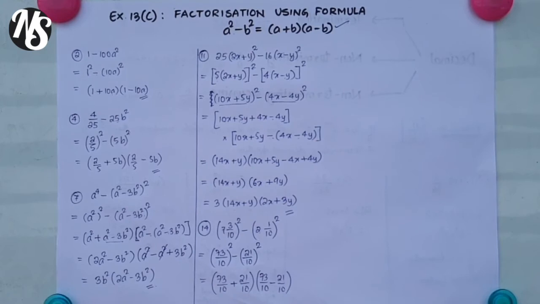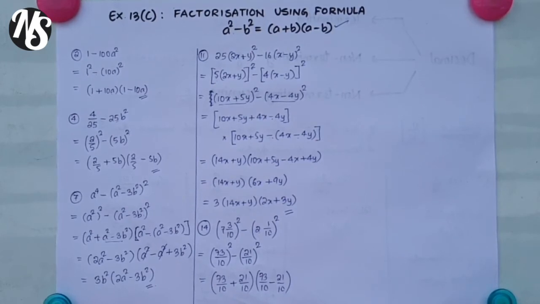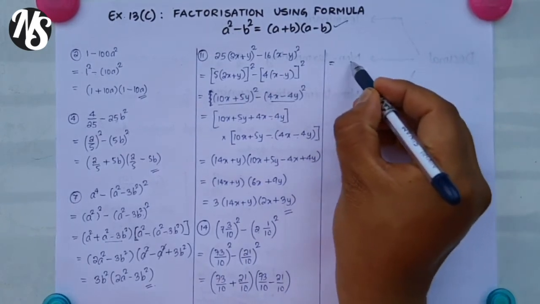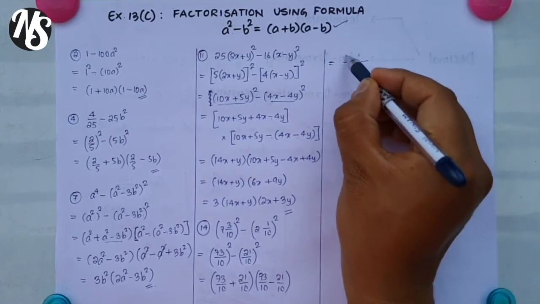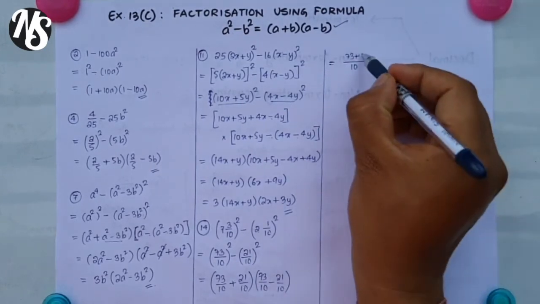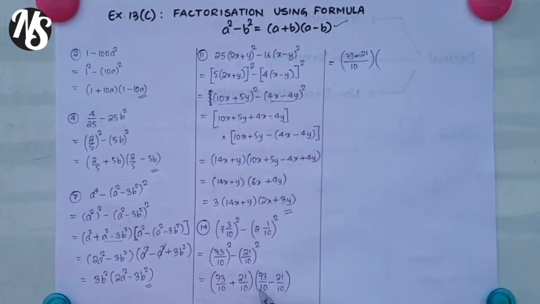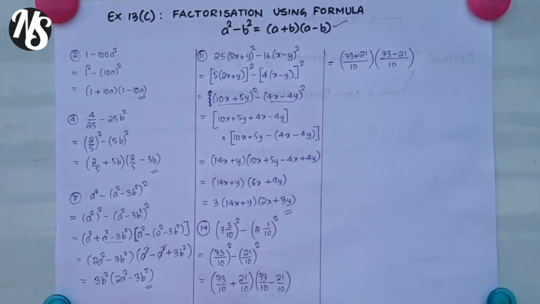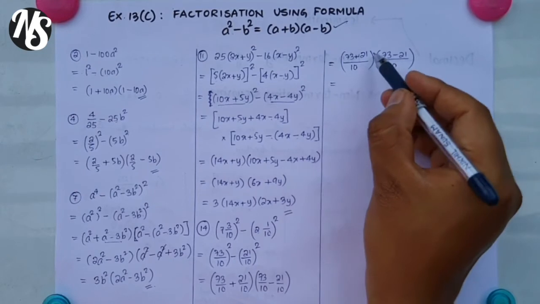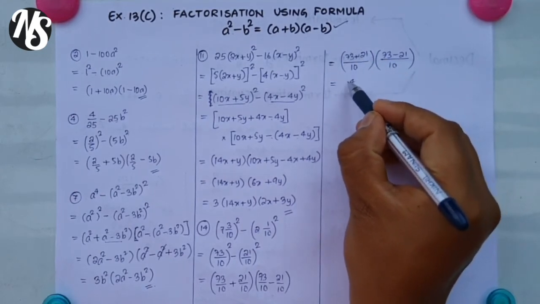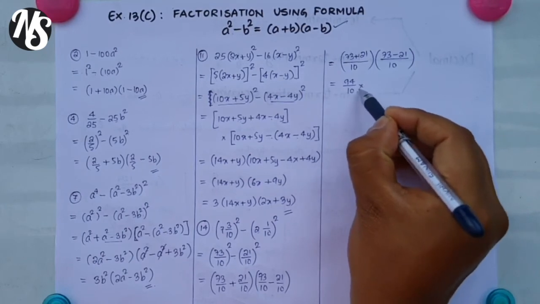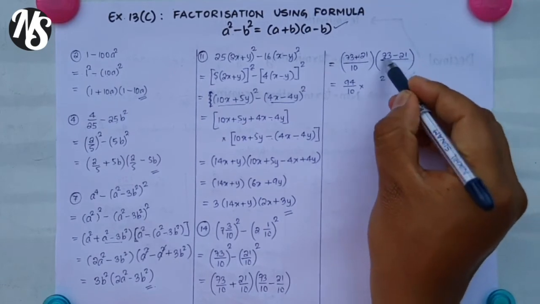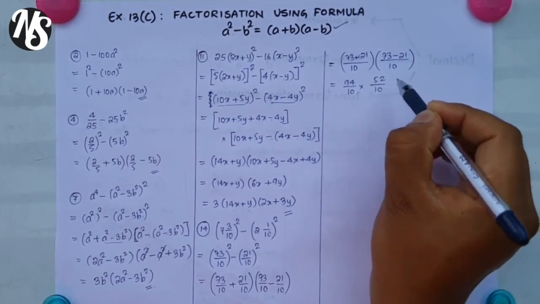Now after that you just need to simplify. Let's have a look at only the first one. In the first one, the LCM is 10, so you get 73 plus 21. The second one is also similar, 10 is the LCM, you get 73 minus 21. Now let's see how much this is. So 3 plus 1 is 4, 7 plus 2 is 9, so 94 by 10, into 3 minus 1 is 2, 7 minus 2 is 5, so 52 by 10.